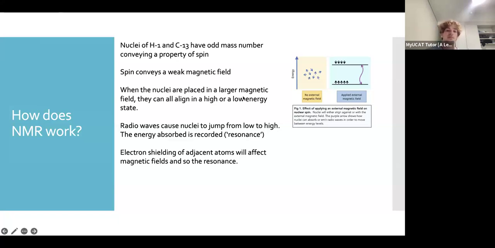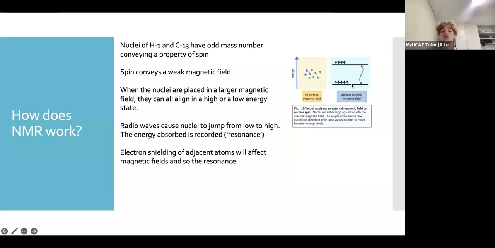But basically, atoms that have odd numbers of nucleons, so that's protons and neutrons, have a property called spin. And if you put them in a magnetic field, they basically align with or against the magnetic field. And then you can fire radio waves at them. They absorb the energy of that, and then they jump from the lower to the higher energy level. And so you can measure the difference between these two energy levels. So this is when it's aligned with the magnetic field, and this is when it's aligned against it. And there's an energy difference between them.